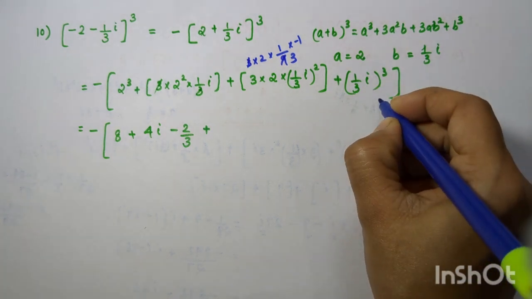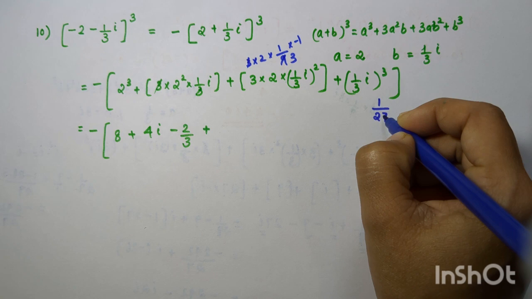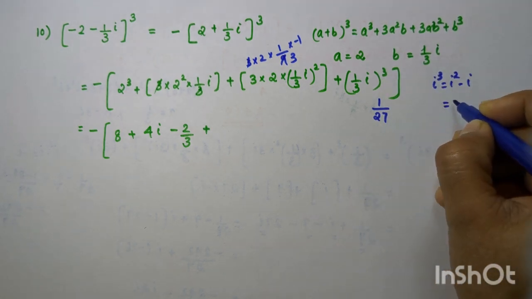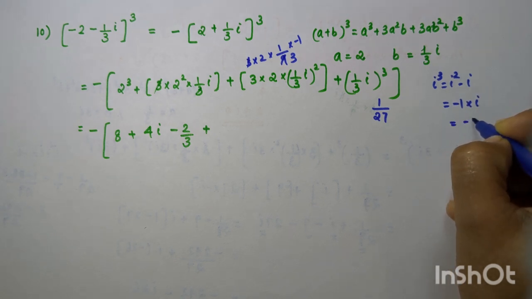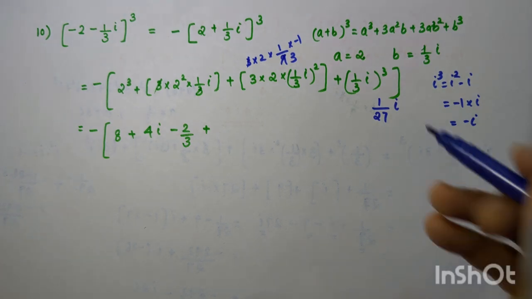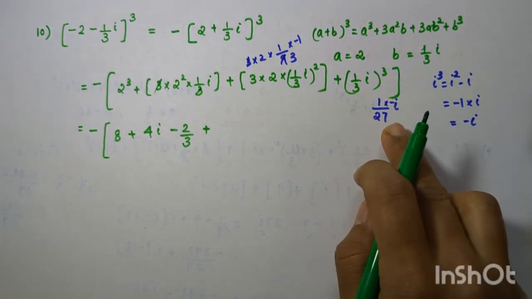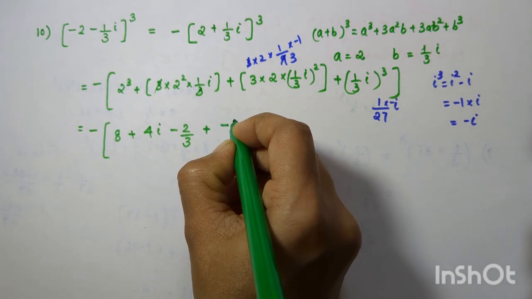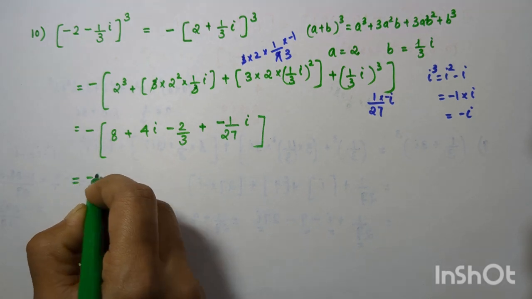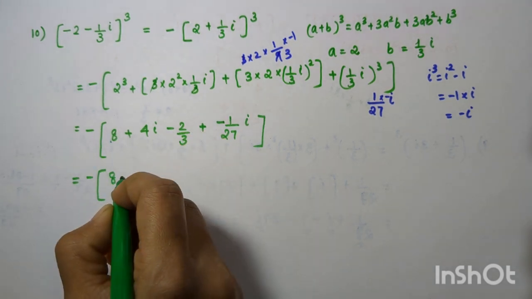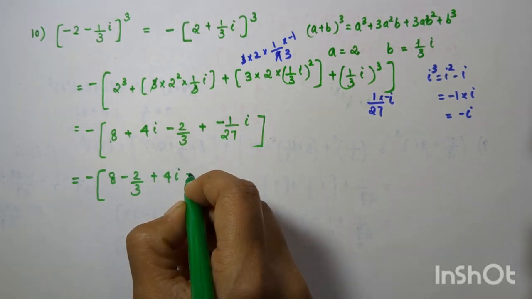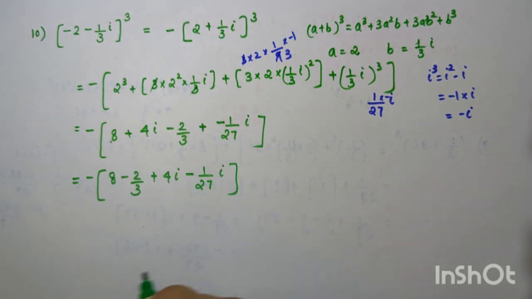See, 1 cube is 1, 3 cube is 27. Okay, i cube is i square into i, which is minus 1 into i, which is equal to minus i. So minus into minus i, no? So 1 by 27 into minus i is minus 1 by 27 i. Okay, so this is actually, I'm writing the real parts together, 8 minus 2 by 3. Then imaginary parts, plus 4i, plus minus becomes minus 1 by 27 into i.